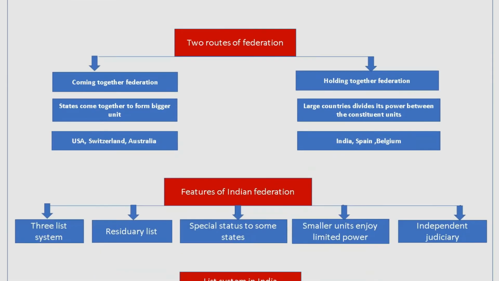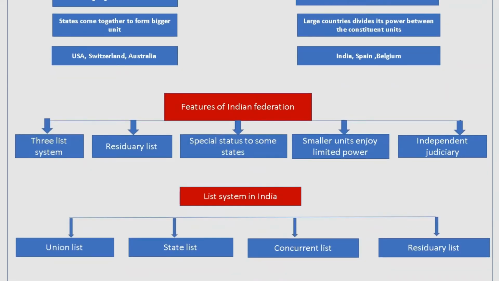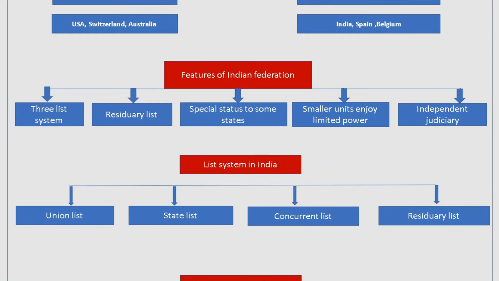Next, move to the next heading: features of the Indian Federation. What are the main features of the Indian Federation? First, a three list system is found here as well as a residuary list. Next, special status to some states. Next, smaller units enjoy limited power. Independent judiciary. So these are the main features of the Indian Federation.